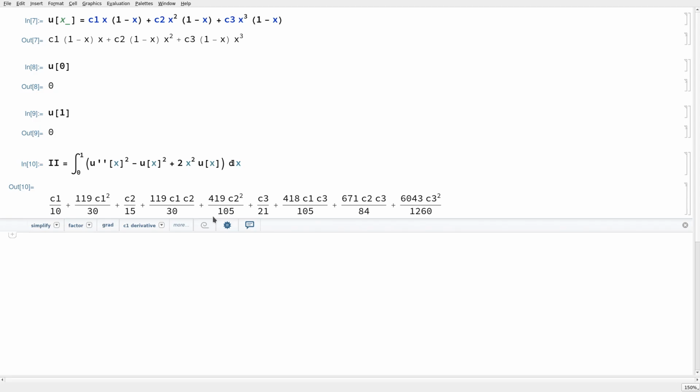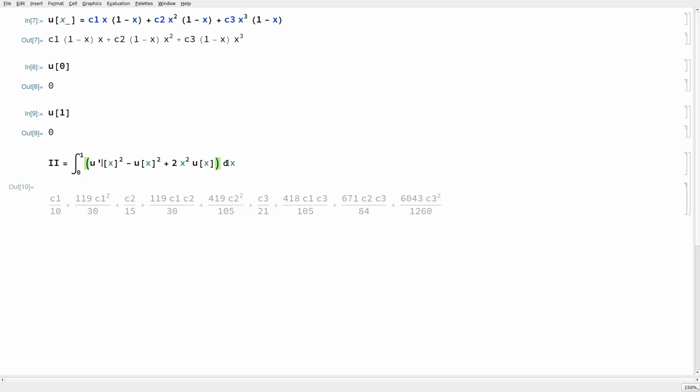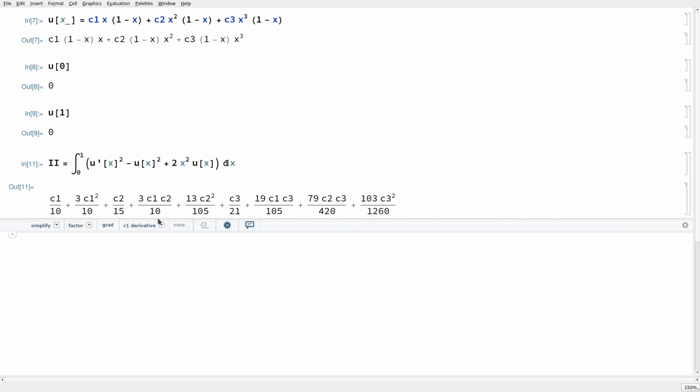So there, it computed the integral for me. Double prime means the second derivative. Oh, it is the first derivative, sorry. Is that right? Yeah. Quadratic functional, yeah. So sorry about that. So single prime is first derivative. Okay, so it integrates everything. This is the result of that integral.